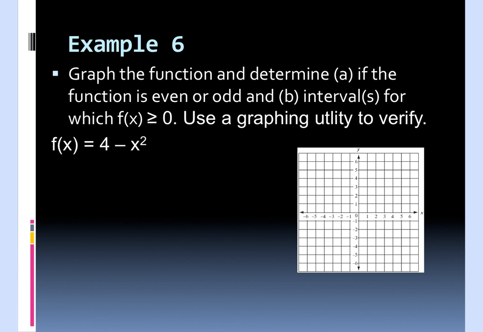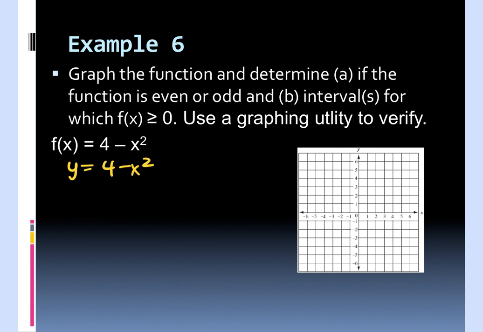So first, I'm just going to graph it. This is the same thing as saying y equals 4 minus x squared. What kind of graph is that? Parabola. If you remember your transformations, it's pointing down, good, and it's shifted up 4, okay? But we need to know that for tomorrow, so pretend you don't know that yet.